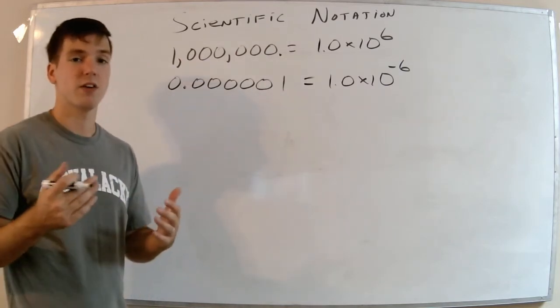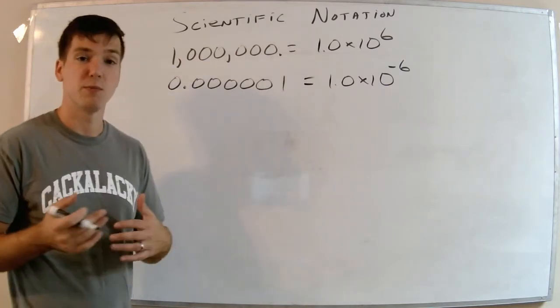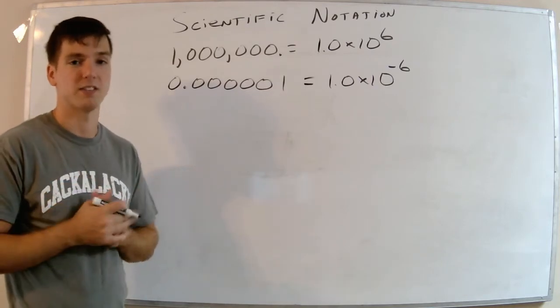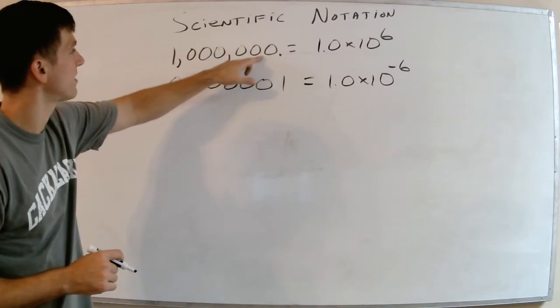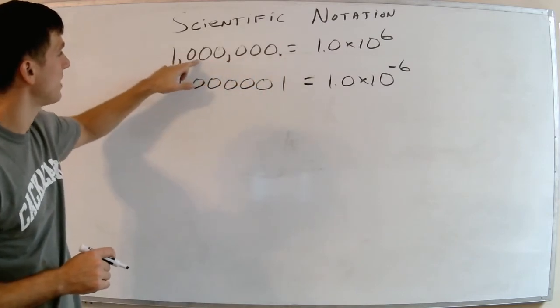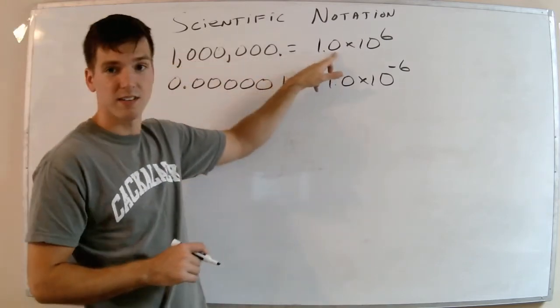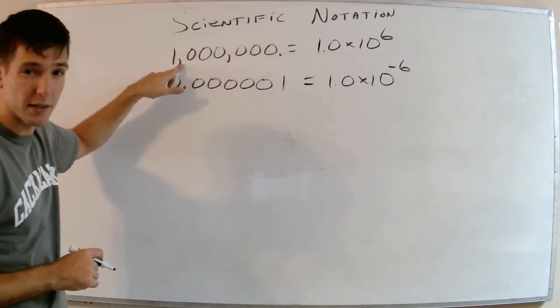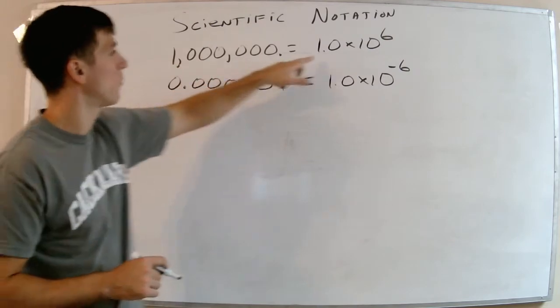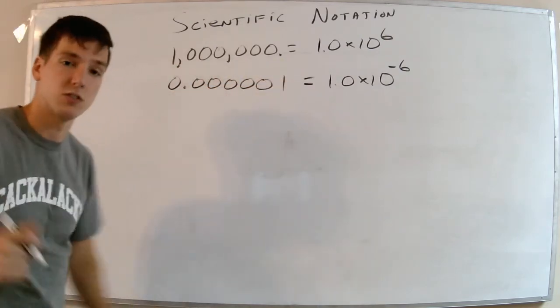Okay, standard scientific notation. When you move it, you only want one non-zero number to the left of it. So as you can see, when I move this decimal, I didn't stop here and make it 10 times 10 to the 5th. I kept going until there was only one non-zero number to the left. So I made it 1.0. Okay, let's do an example with that.